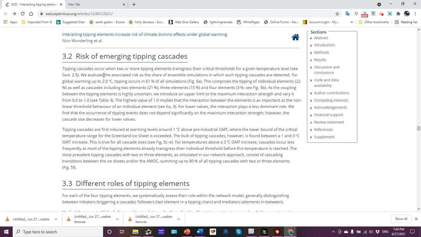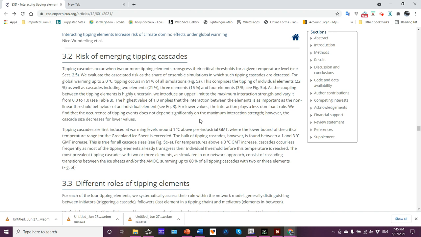Risk of emerging tipping cascades. Tipping cascades occur when two or more tipping elements transgress their critical thresholds for a given temperature level. We evaluate the associated risk as the share of ensemble simulations in which such tipping cascades are detected. For global warming up to 2 degrees C, tipping occurs in 61% of all simulations. This comprises the tipping of individual elements, as well as cascades including 2 elements, 3 elements, 4 elements.